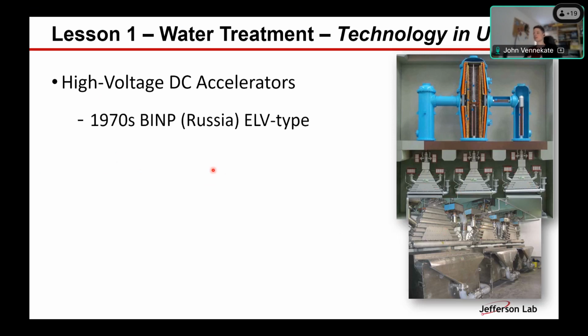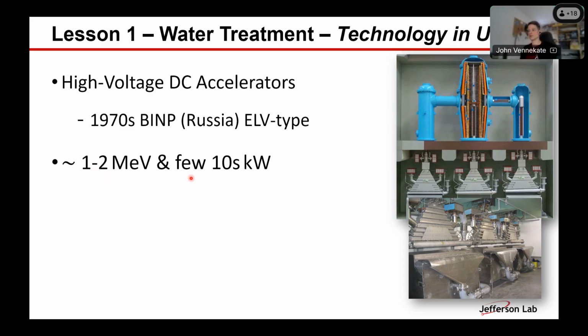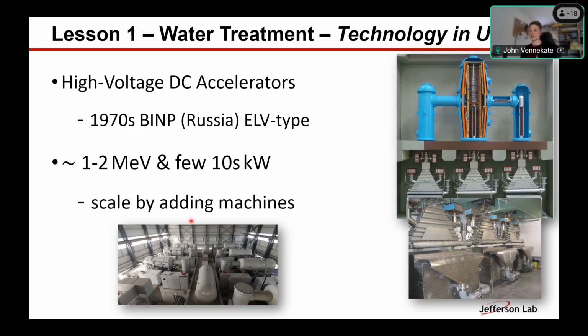And all these accelerators that are in use there are mostly based on so-called ELV type machines that were developed at the Budker Institute of Nuclear Physics in Russia in the 1970s. They're usually delivering an electron energy of 1 to 2 MeV. Quick reminder, as we said earlier, you want to stay below 10 MeV, so as not to radioactivate your water. So with 1 or 2 MeV, you're definitely on the safe side, and something like a few tens of kilowatt of beam power as an output. If you then want to go to a larger facility with more throughput of wastewater, you obviously need more power, and you do that by scaling and adding multiple machines.